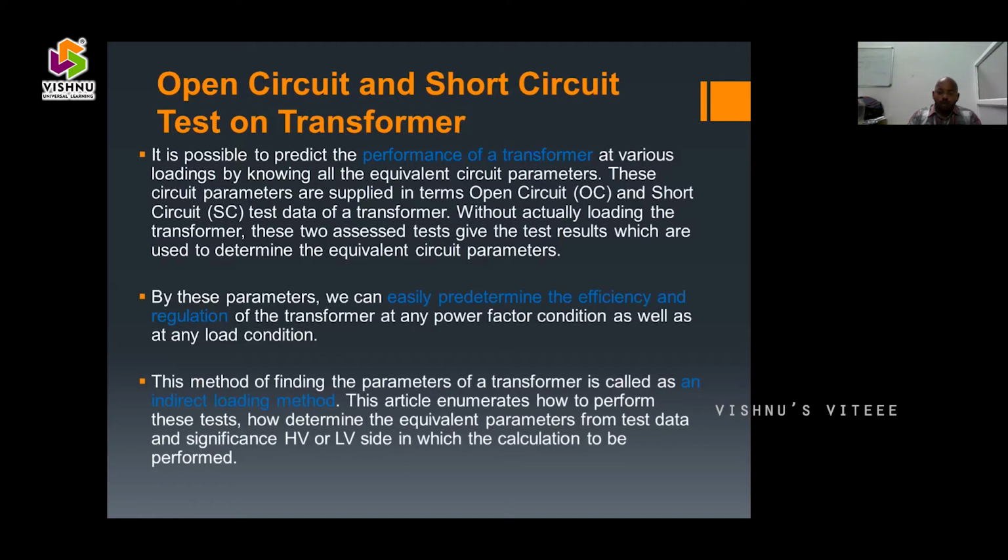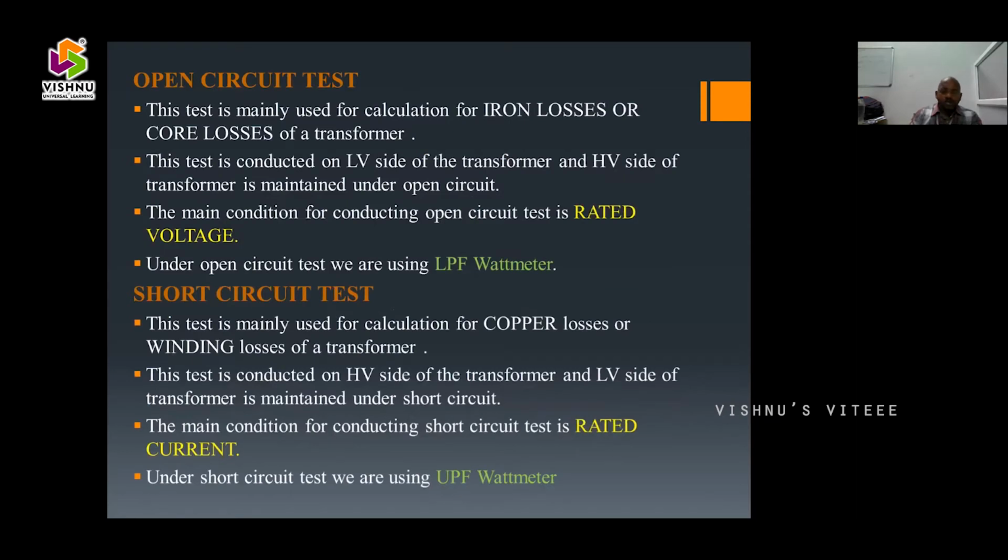This article enumerates how to perform these tests, how to determine the equivalent circuit parameters from the test data, and the significance of the high voltage side and low voltage side in the calculations. So now, after performing the OC test and SC test on a transformer, we can easily predetermine the efficiency, regulation, as well as equivalent circuit parameters from these experimental results. Now let's go to the individual tests, how to perform the open circuit test and short circuit test on a single phase transformer. Very important points. Now I will discuss the individual tests conducted on a transformer.